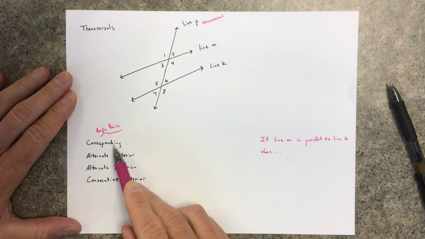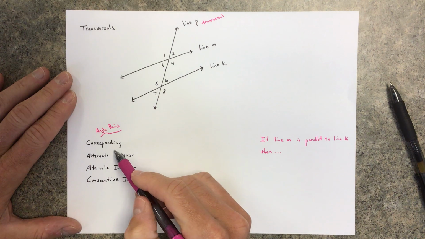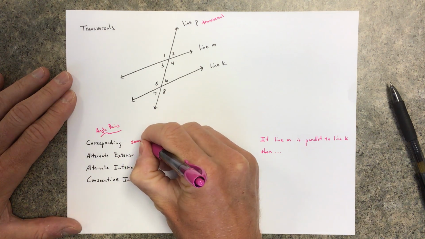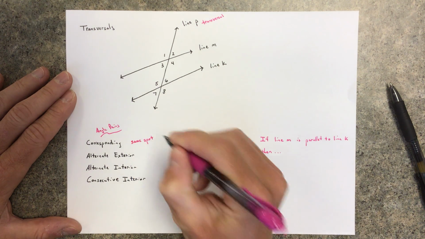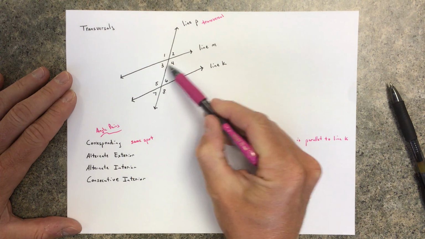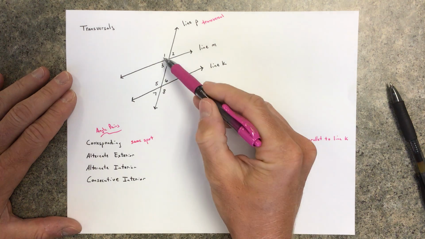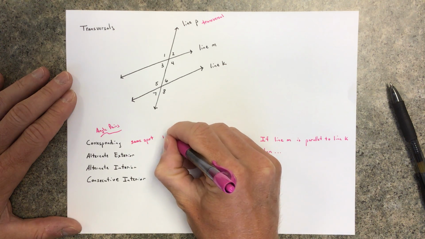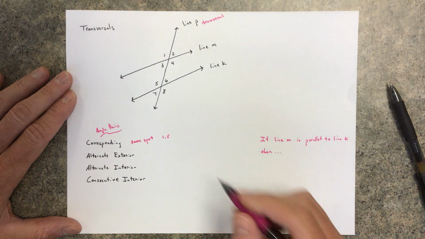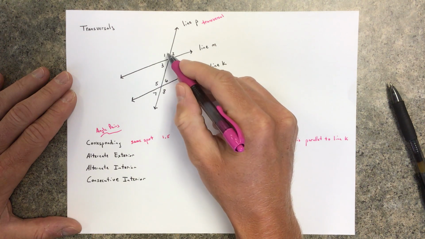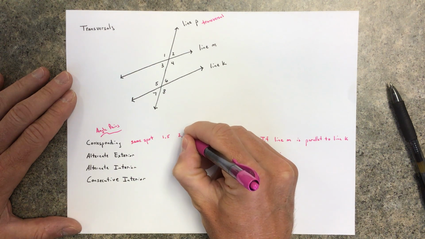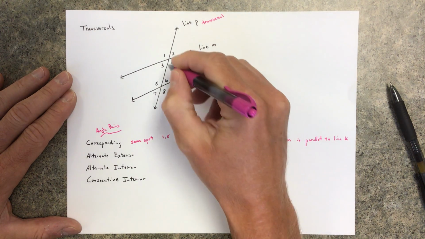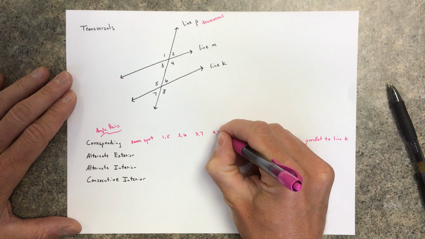Okay, so we have corresponding angles. Corresponding angles are angles in the same spot. If you think about this as a group of 4 and this is a group of 4, do you see how 1 and 5 are both in the top left? So 1 and 5 would be corresponding angles. 2 and 6 are in the top right, so 2 and 6 would be corresponding. 3 and 7 would be corresponding. They're in the bottom left. And then 4 and 8 would be corresponding.